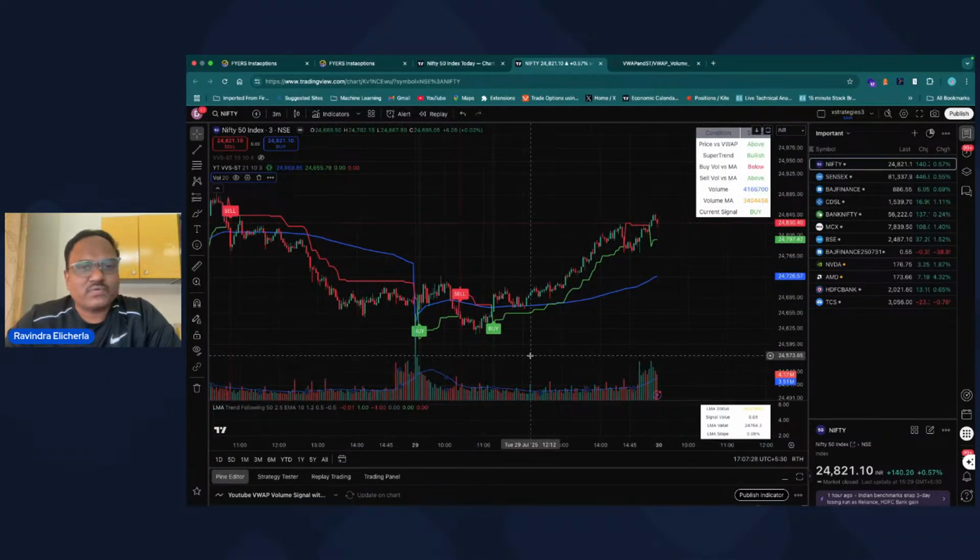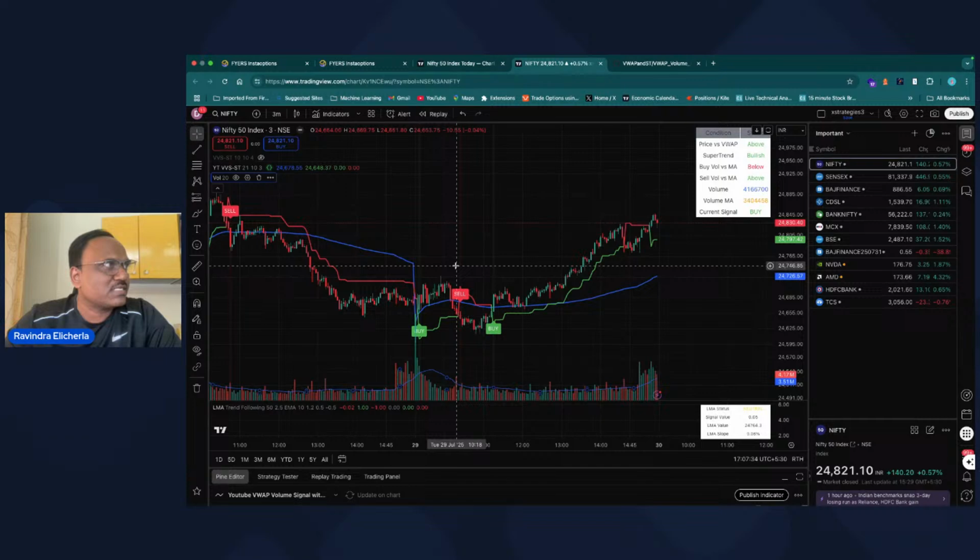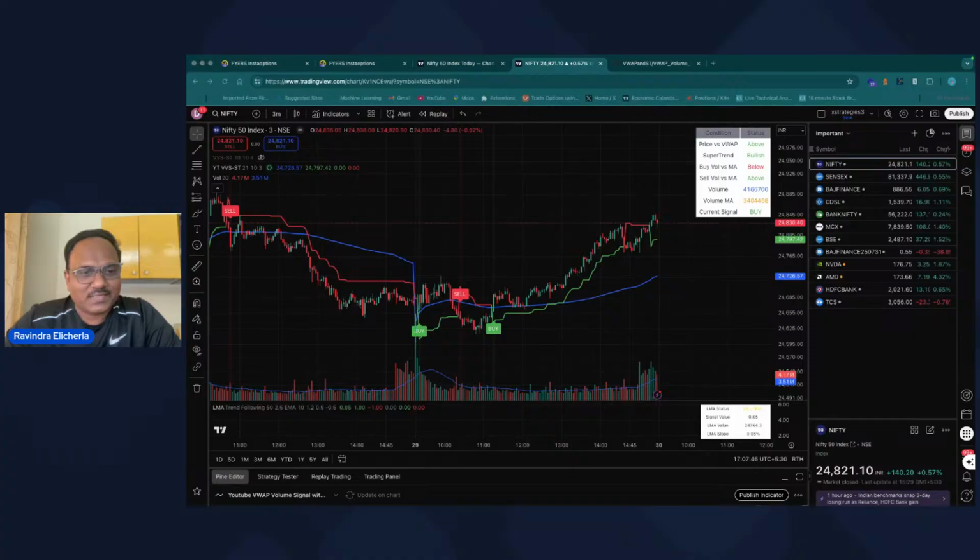All right, the way this indicator works is, let's say we have only three individual indicators here. The first is VWAP, the blue line that you see. Just give me again 30 seconds.